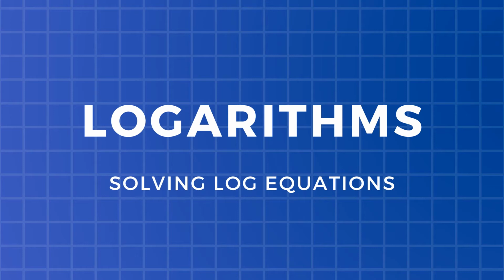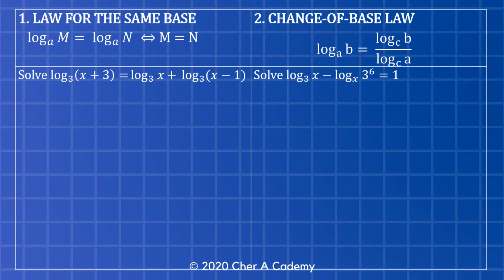Let's move on to the next part of logarithms, which is solving log equations. To solve log equations, I can use two ways. The first way is the law for the same base. It states that if I have two log forms equivalent to each other, with the same base but different values, it means that m equals n.